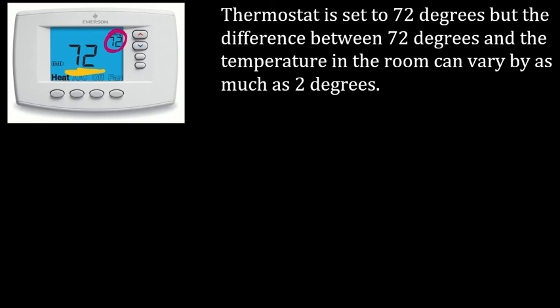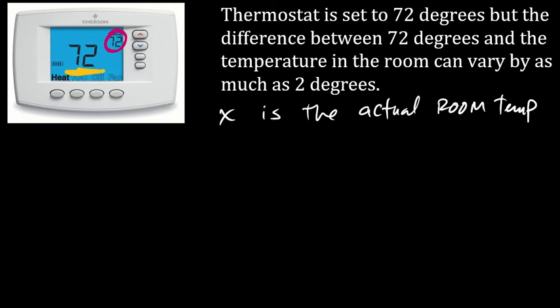So I wrote that this thermostat is set to 72 degrees, but the difference between 72 degrees and the temperature in the room can vary by as much as 2 degrees. If I was to set a variable here, I could say x is the actual room temperature. And I'm saying that the difference between the actual room temperature and 72 degrees can vary by as much as 2 degrees.